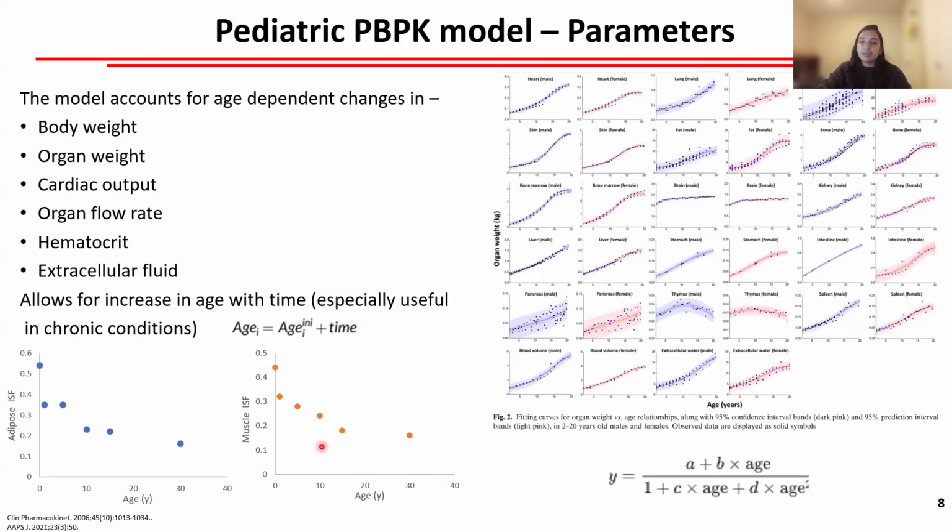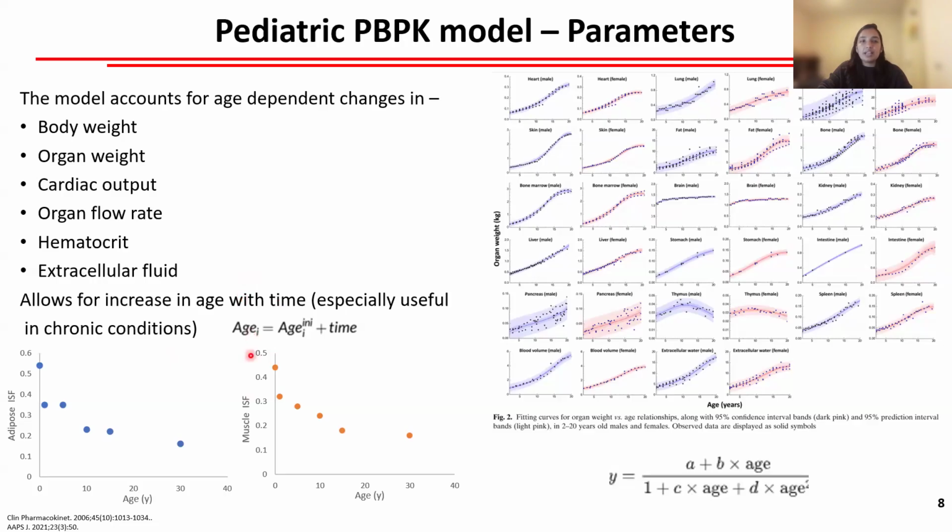To account for these age-dependent changes in tissue interstitial fluid, the changes in interstitial fluid fractions were also incorporated in the model, which really allowed developmental changes in antibody distribution to be captured mechanistically.